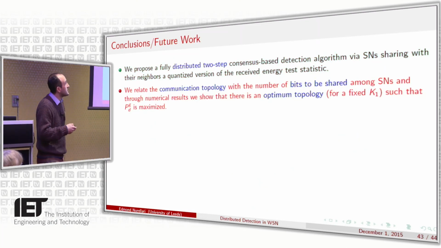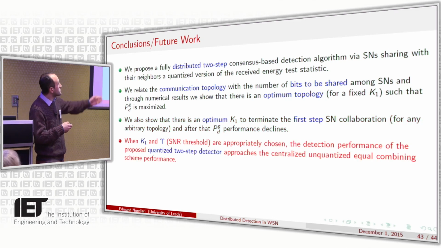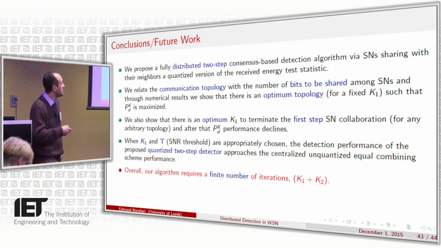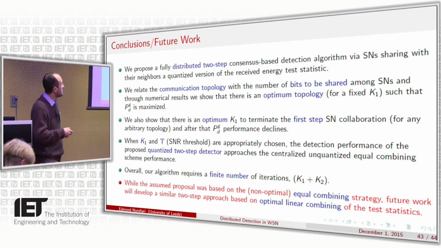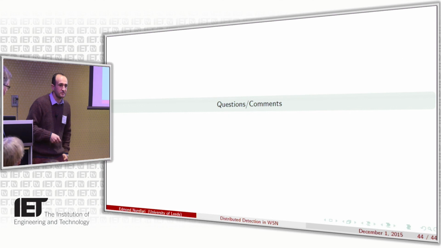So we relate the communication topology with the number of bits to be shared. We show that there is an optimum number of iterations to stop the first sensor node collaboration. When we choose K1 and these two parameters, we can show that our approach approaches the centralized detector with the fusion center. We require a finite number of iterations, which is the most important thing. We assumed an equal combining strategy. Future work will have a similar approach with optimum linear combining. Thank you for listening.